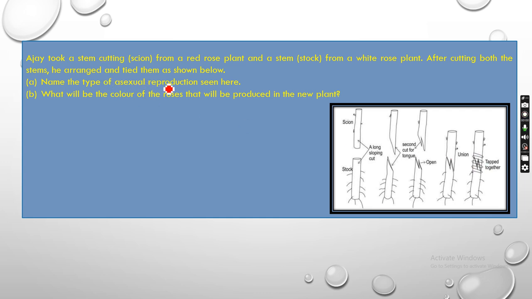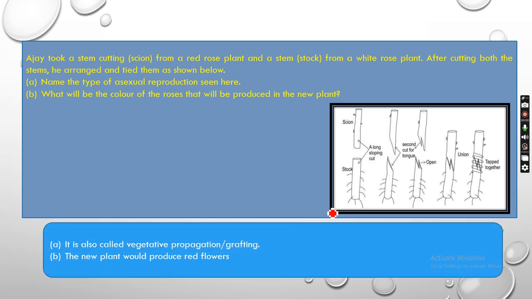Name the type of asexual reproduction seen here, so you have to name the method. And what will be the color of the roses produced in the new plant? So for the scion and the stalk, whether it will be red or white is the question being asked. First, the type of asexual reproduction is vegetative propagation, that is grafting. And second, the color of the roses will be red flowers, because the scion is from the red rose plant. Red color will be the answer.